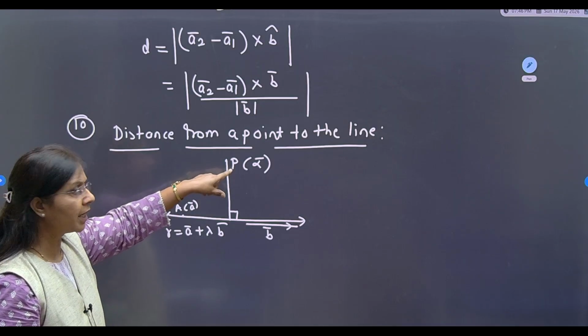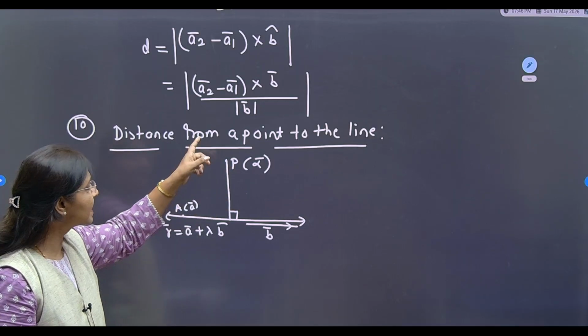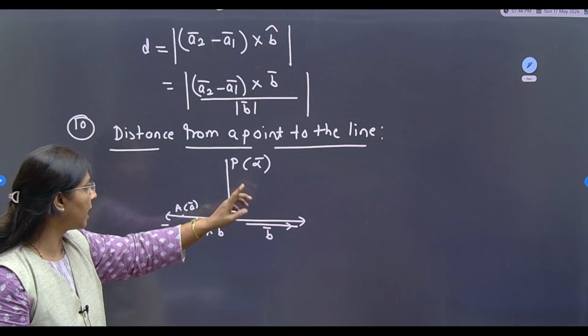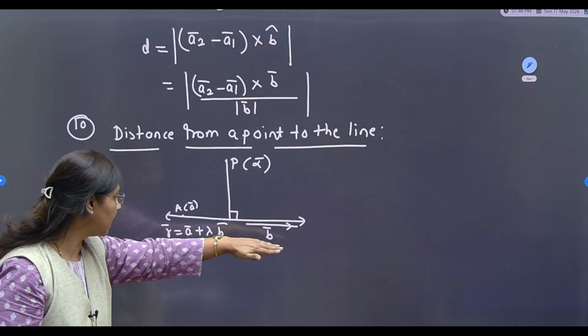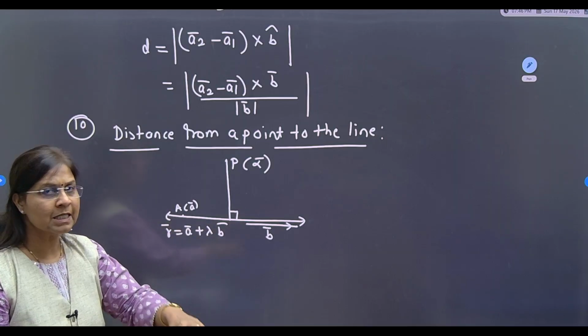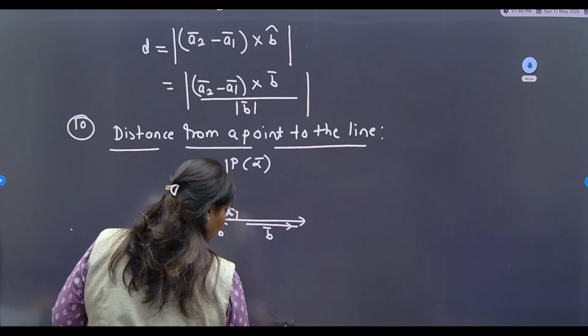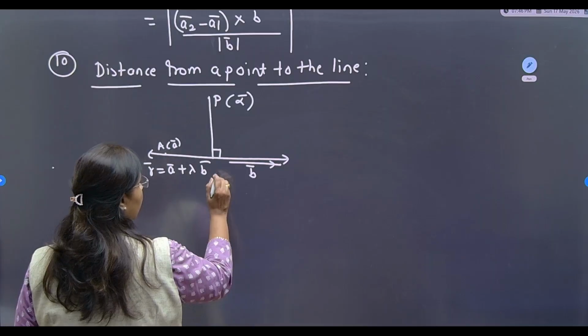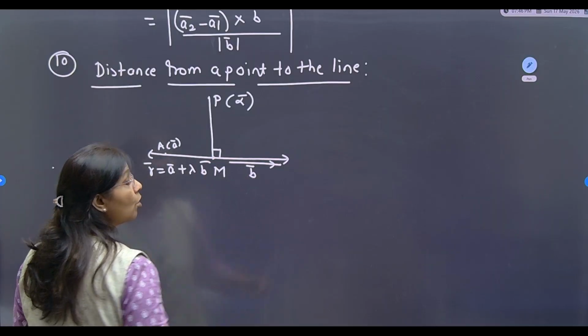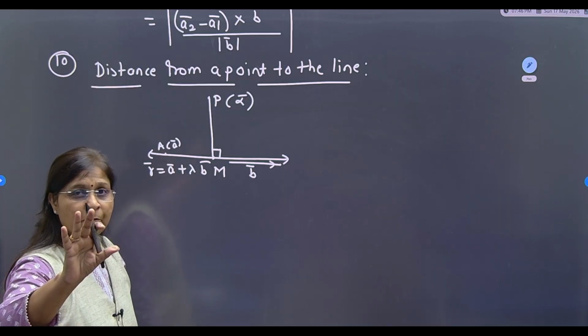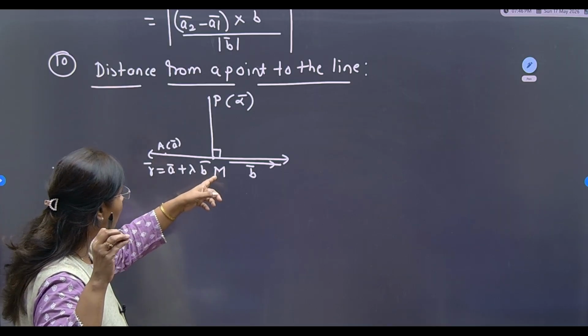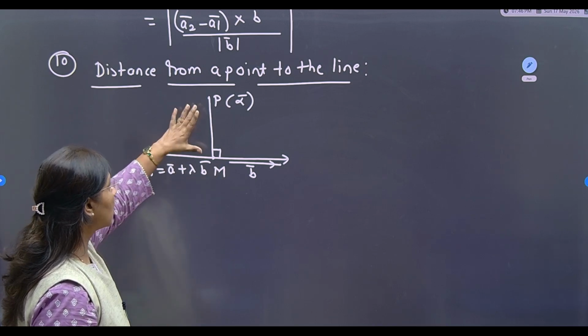Distance from a point P of alpha bar to the line r bar equals a bar plus lambda b bar is given by a formula. Suppose we denote M, and M is known as the foot of perpendicular. Most important point: suppose the question asks to find the coordinates of the foot of perpendicular or the length PM.